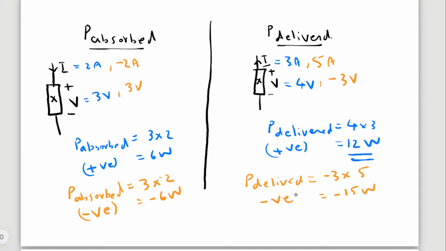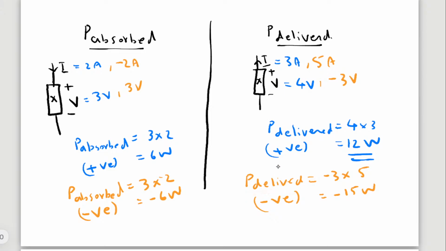So here the power delivered is negative. Why is it defined as power delivered? Because of the polarity. The current is leaving the positive polarity. That's why we defined this as power delivered.